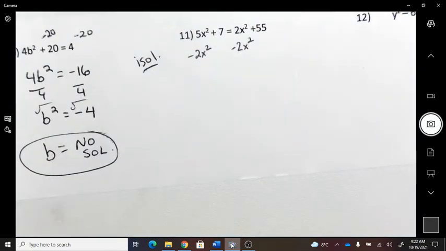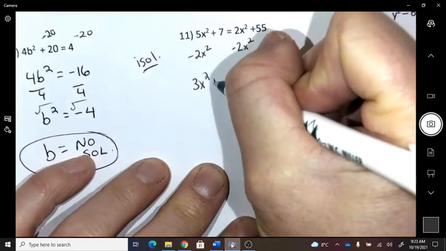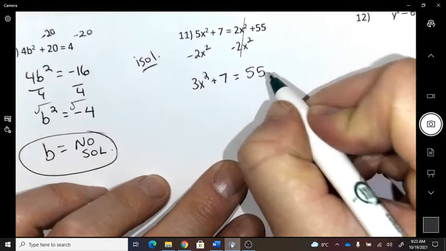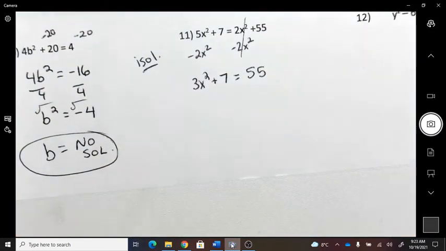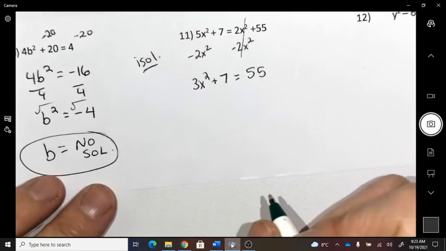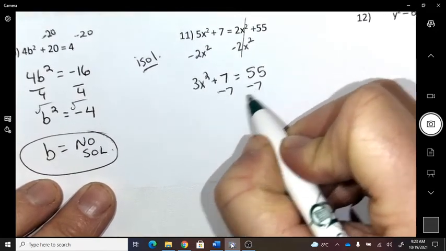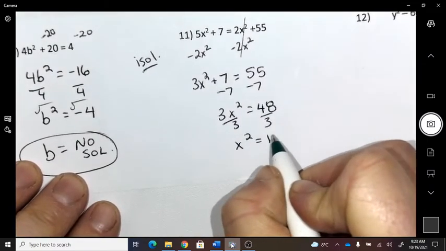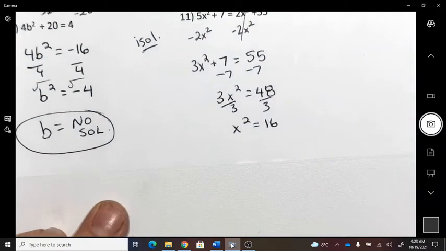Isolation. I'm going to do isolation, which means collecting stuff together and trying to move everything else away from it to get it all by itself, right? Okay, so this becomes 3x squared plus 7. That's going to be gone, and then I get 55. Now I'm going to subtract 7. Divide by 3. So to get x alone, I got to square root that square away.